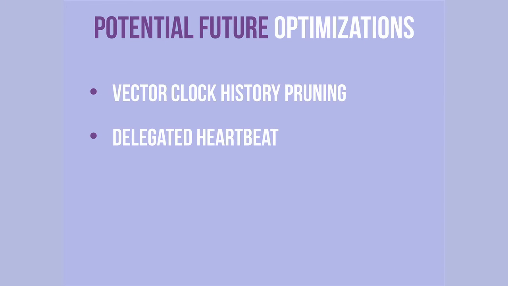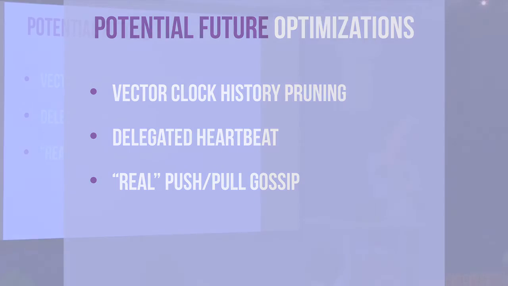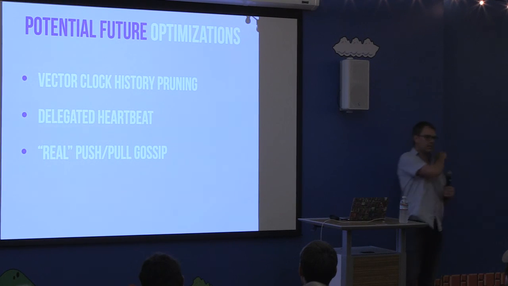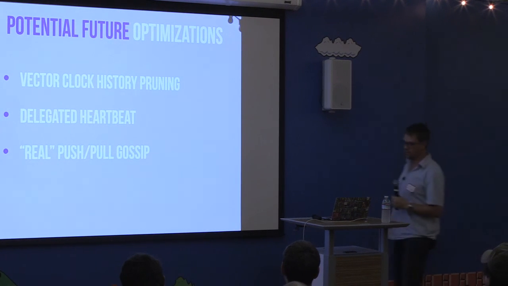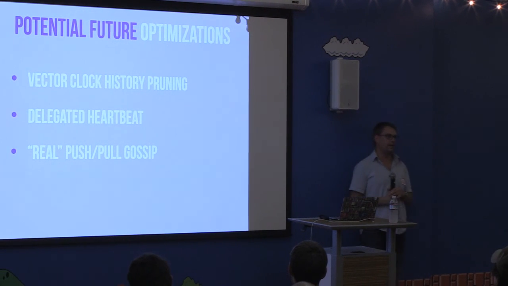Okay. So some potential future optimizations, as I said: we're looking into vector clock pruning, delegating heartbeat à la SWIM, where we can check around potential network splits. Real push-pull gossip, where we haven't really had a need for that. And what I mean by real is where you actually do a hash of the data and only send the hashes around, using Merkle trees, for example, like they do in Dynamo.